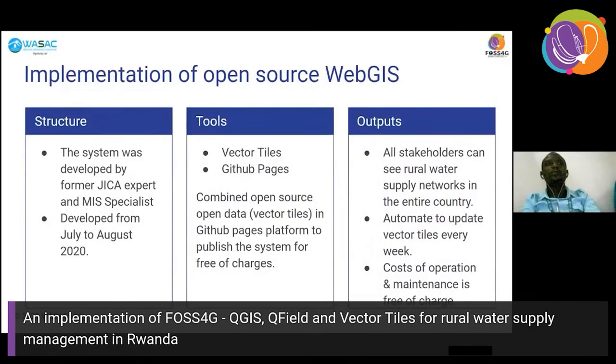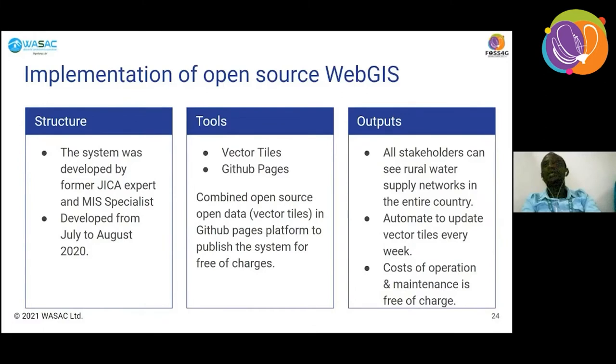Implementation of the open source Web GIS structure. This system was developed by a former JICA expert, as I said, together with the MIS specialist, from July to August 2020. The tools are vector tiles and GitHub Pages, which combine open source and open data in a GitHub-based platform to publish the system free of charge. As output, all stakeholders can see the rural water supply network of the entire country. The vector tiles are updated automatically every week. The cost of operation and maintenance is free of charge.